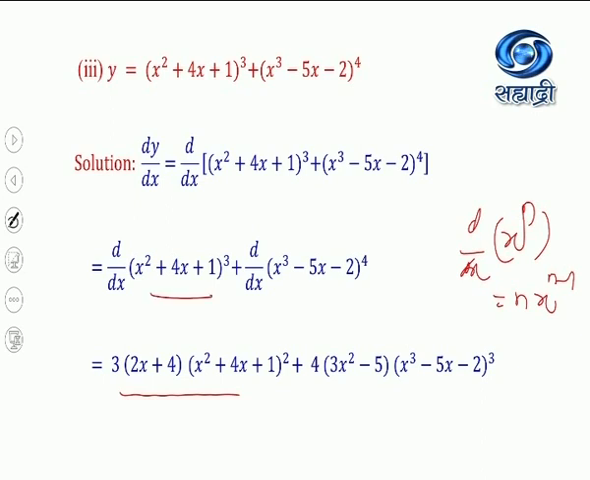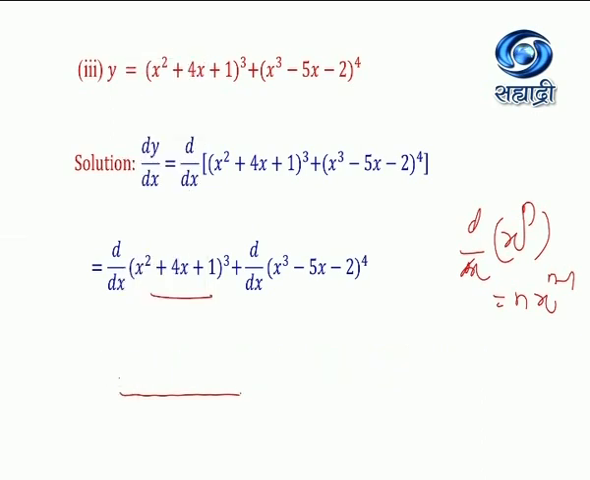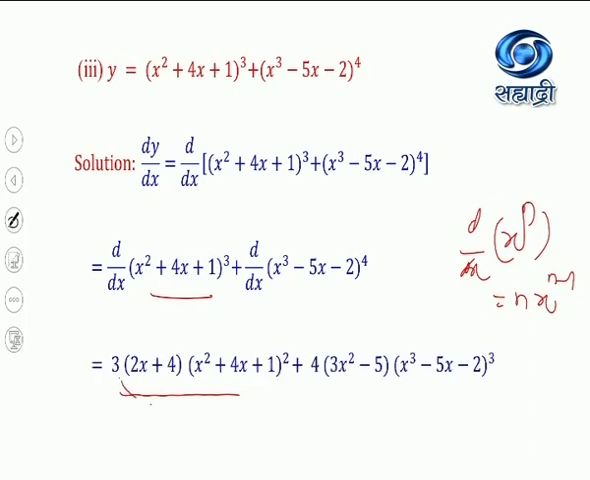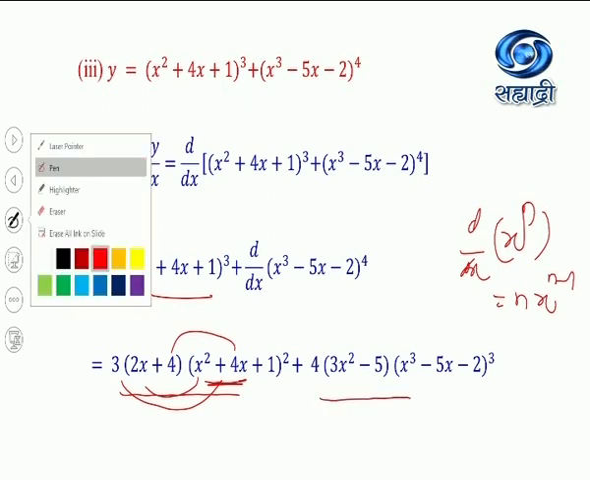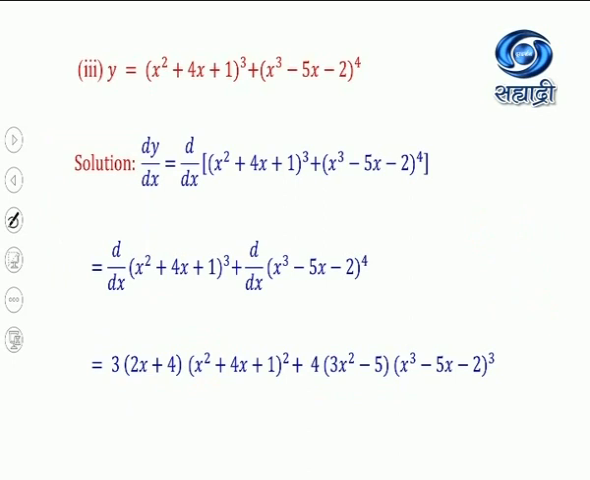Derivative of bracket cube is 3 times bracket square. And now instead of x, we write bracket. So its derivative is here. Derivative of x square is 2x. Derivative of 4x is 4. And so on. Similarly, we write here the same thing. Now we will see, this is the derivative of second term. Now, after simplification, this is our final answer.